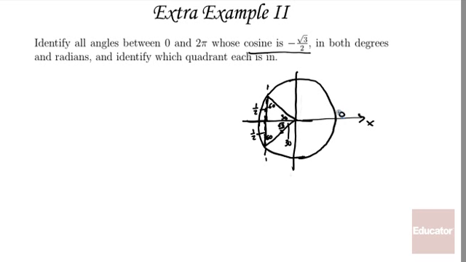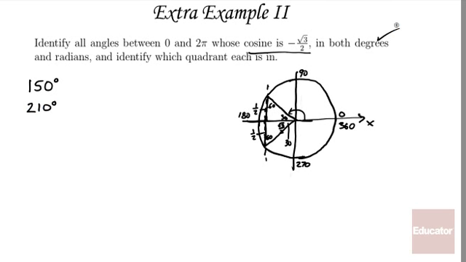Well, if you remember, you start at 0. There's 90. There's 180, 270, and 360. That first angle there, it's 30 degrees short of 180. So the first angle is 150 degrees. The second angle is 30 degrees past 180. So that's 210 degrees.